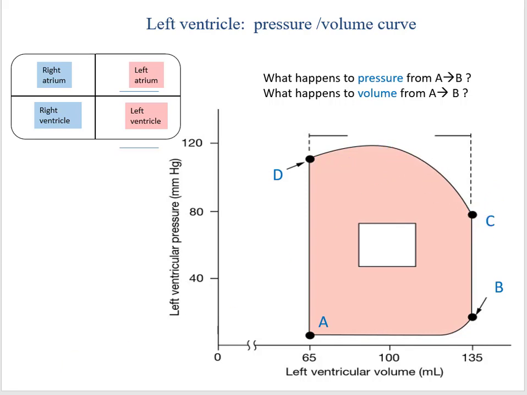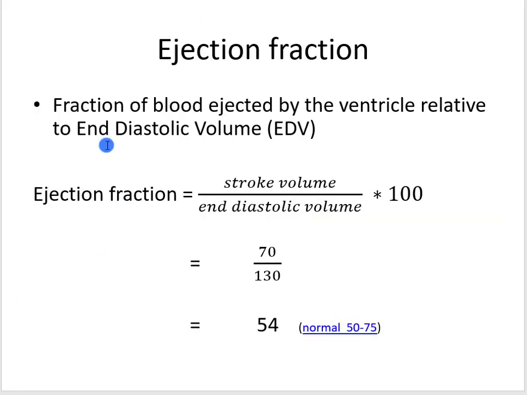Because all those things are manipulable, the raw, absolute numbers, 65, 135, 70, serve us well, but we also want to know the relative proportion, and that's where ejection fraction comes in. It's the fraction of blood ejected by the ventricle relative to end diastolic volume, recognizing that end diastolic volume is manipulable. So here's your very simple equation. Ejection fraction is stroke volume over end diastolic volume times 100.